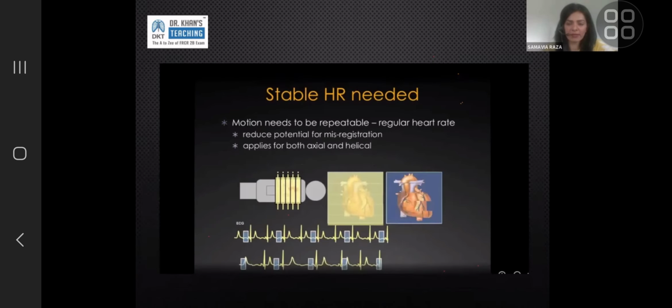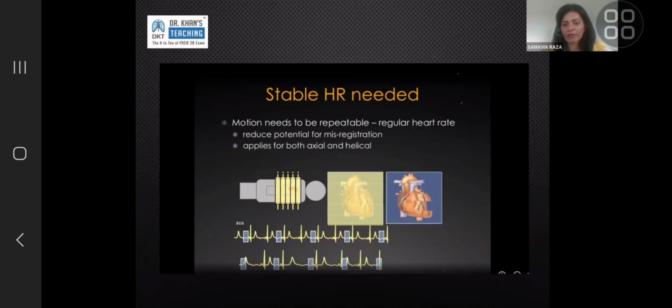So why do we want a stable heart rate? Most of the scanners cover the heart in multiple slices. Unless you have a detector wide enough to cover the heart in one rotation, you will need the gantry revolving around it.